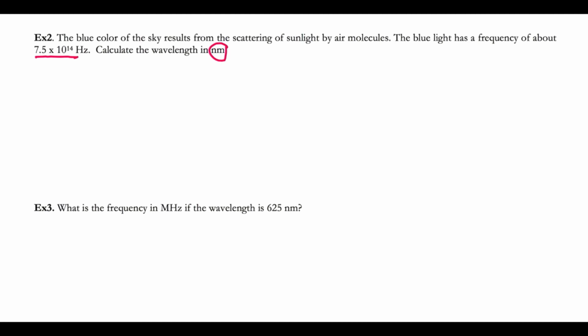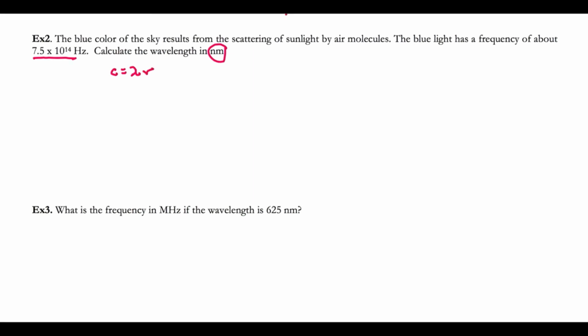So the first thing I'm going to do is write out my formula. c equals lambda nu. The speed of light is 3.00 times 10 to the 8th. I'm solving for my wavelength, so I'm going to put lambda there. And my frequency is given to me, and it's in hertz already, which is what I want it to be to use this formula. So I'm good to go there.